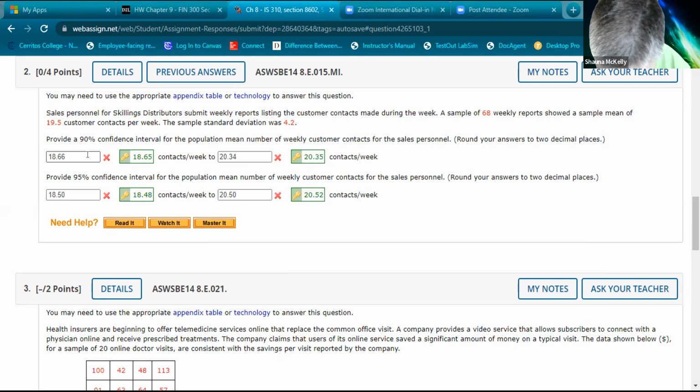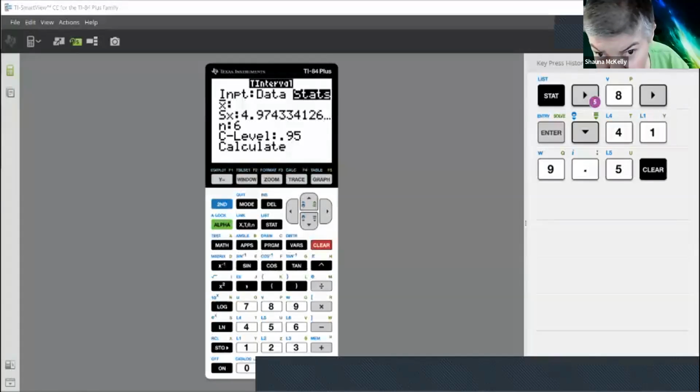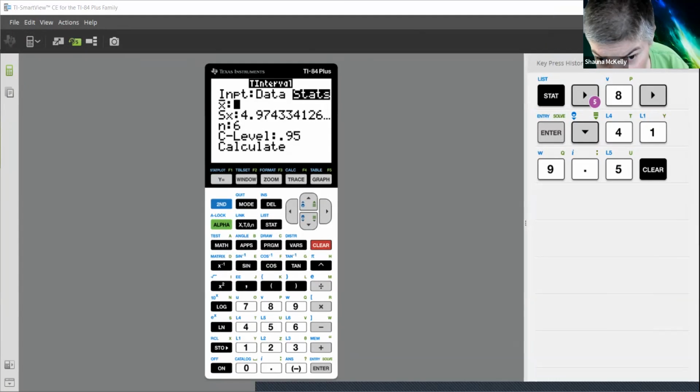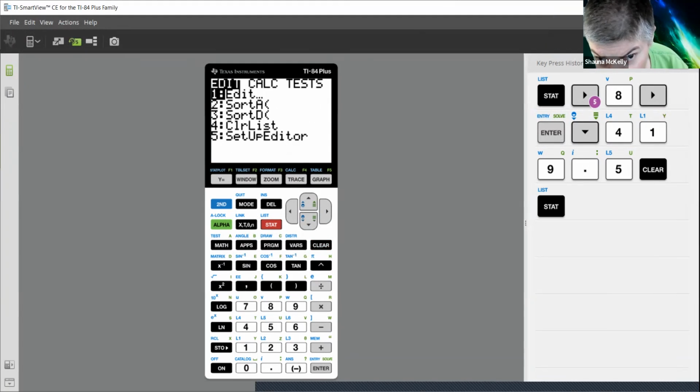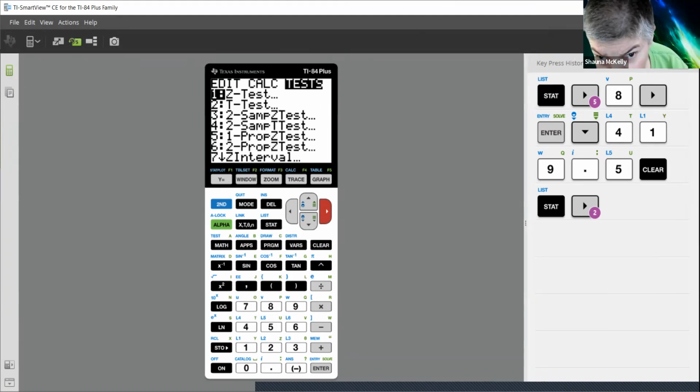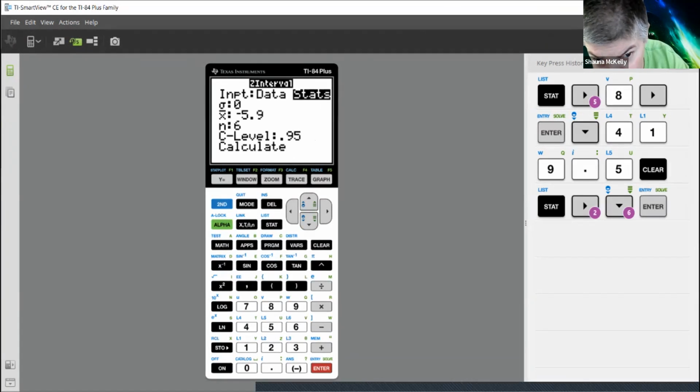Hold on, I'll bring it up right now so you can see. What you're using is the data from the problem. So if I go to stats and I go to test and I go to number 7, Z-interval, right? Because I'm creating a confidence interval. I'm not doing a hypothesis test.